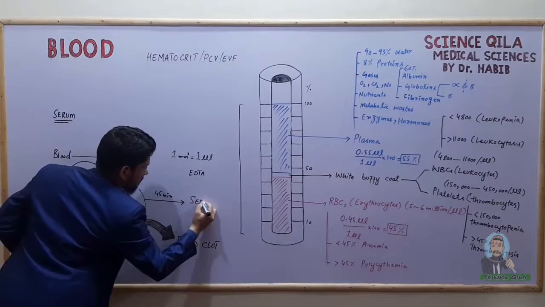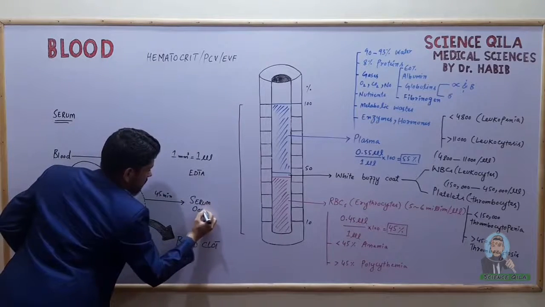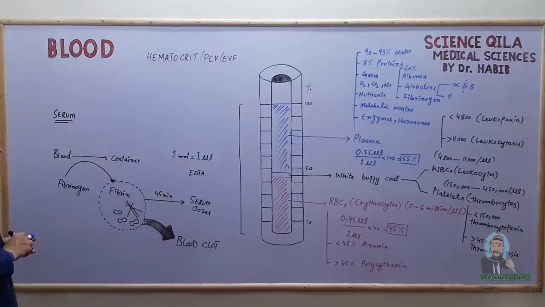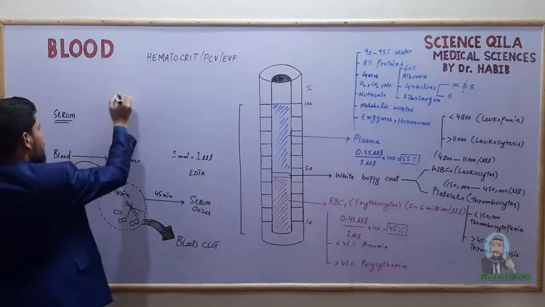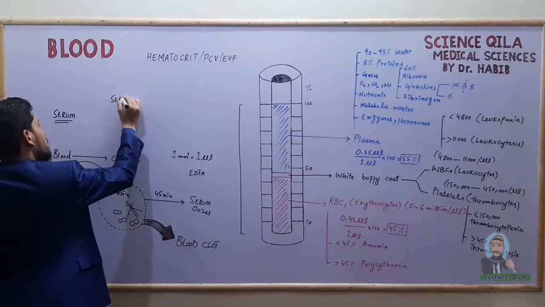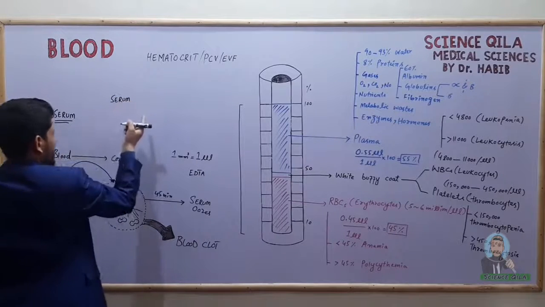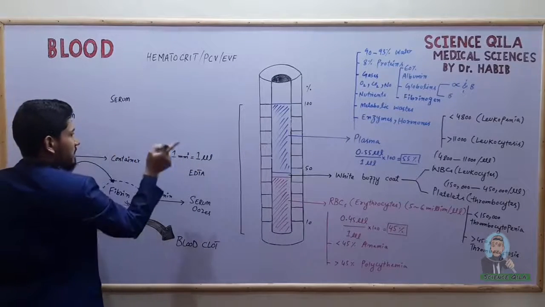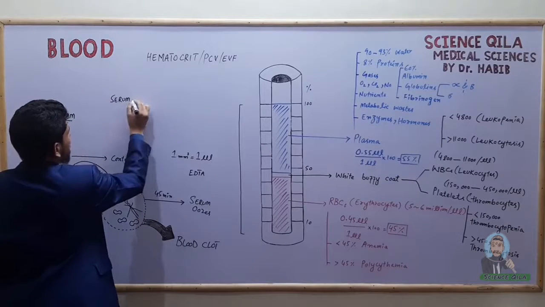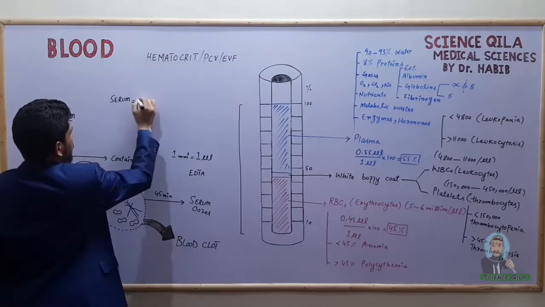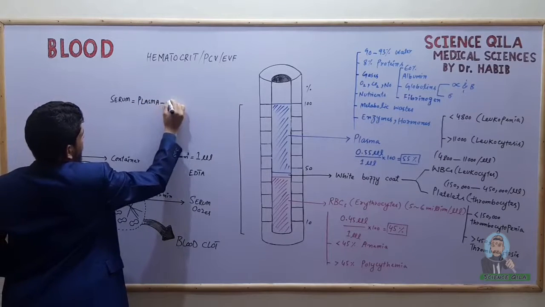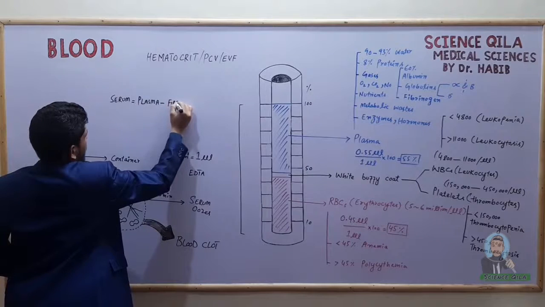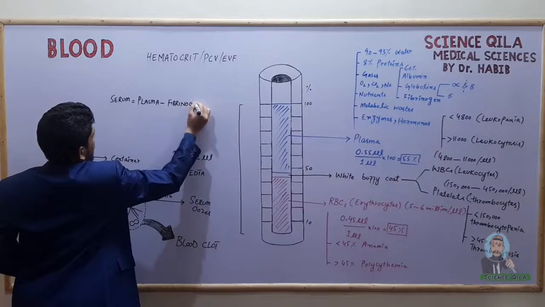serum oozes out. So serum is nothing but the same plasma in the absence of fibrinogen. So we'll see that yes, serum is actually equal in volume to the same 55% plasma. So serum is equal in volume to the plasma if you minus fibrinogen from plasma.